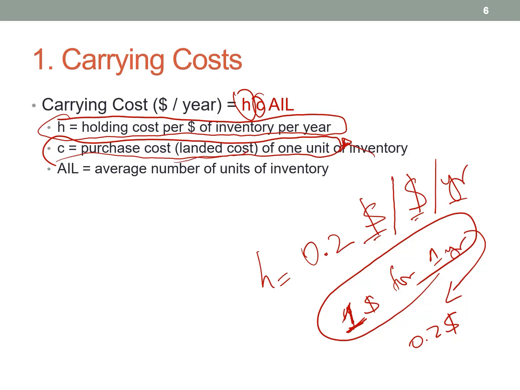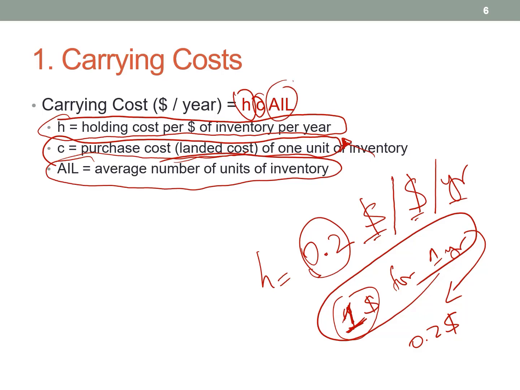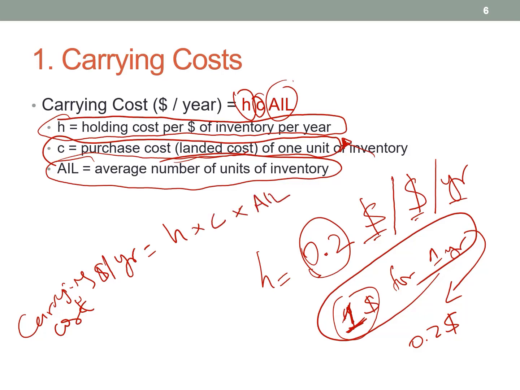And so that is C, because C is the price, you can say, or the worth of the inventory that I'm holding. Remember, if we hold $1, we pay 20 cents. So C tells us how many dollars we are holding for 1 unit. And how many units am I holding is given by average inventory level, AIL. So carrying cost in dollars per year is simply H multiplied by C multiplied by average inventory level.